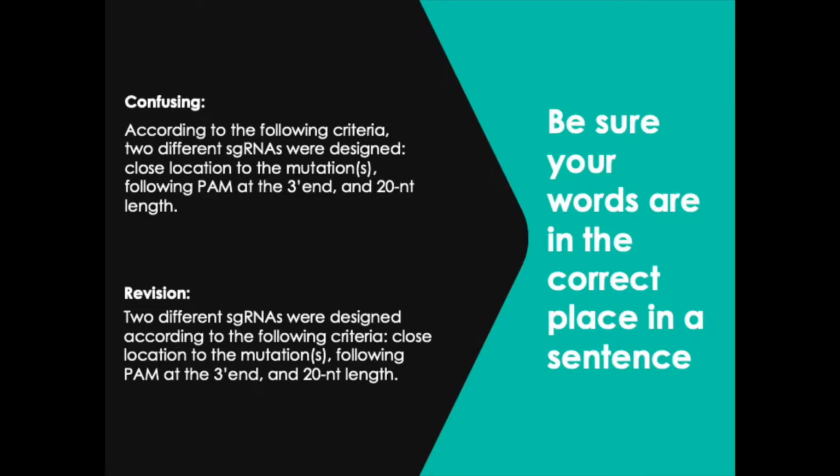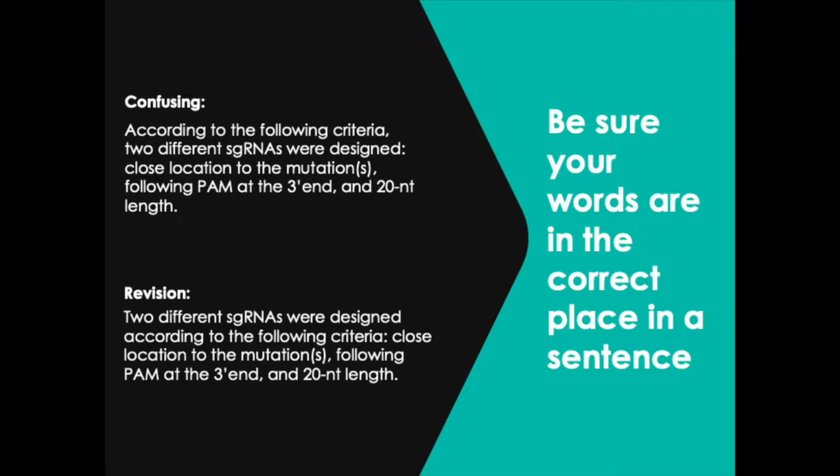The next topic we're going to talk about is making sure that your words are in the correct place in your sentence. So a sentence that is confusing is something like this. According to the following criteria, 2 different sgRNAs were designed. Close location to the mutations, following PAM at the 3' end, and 20 nucleotide length.